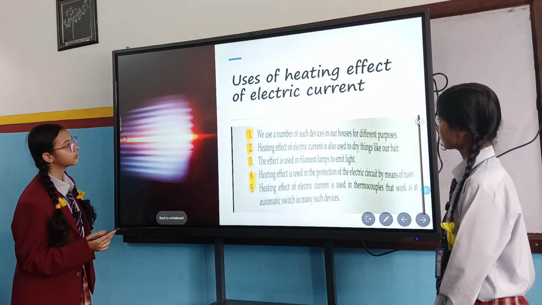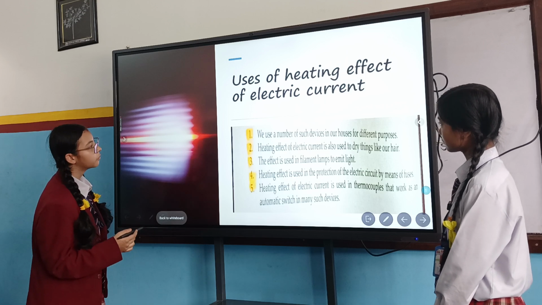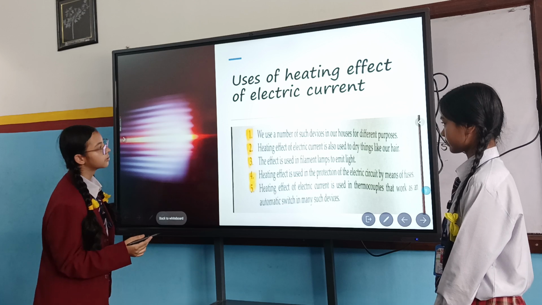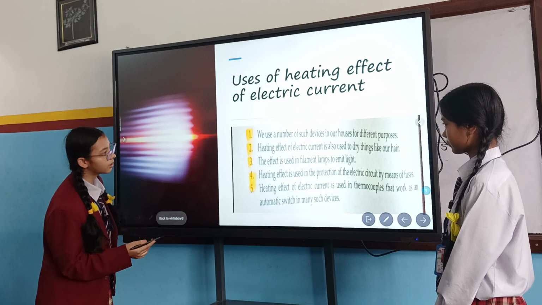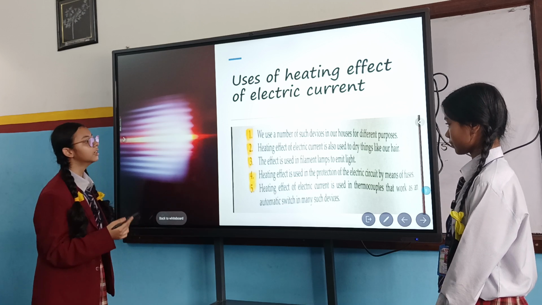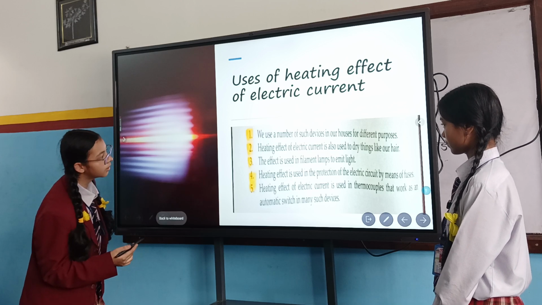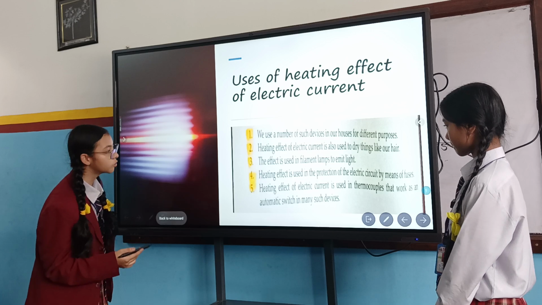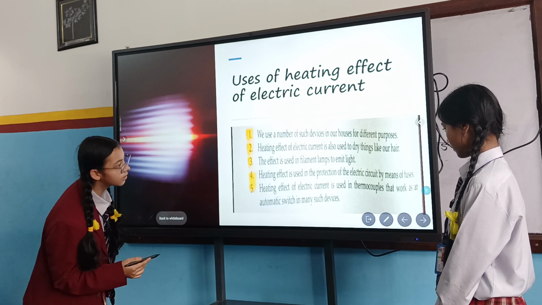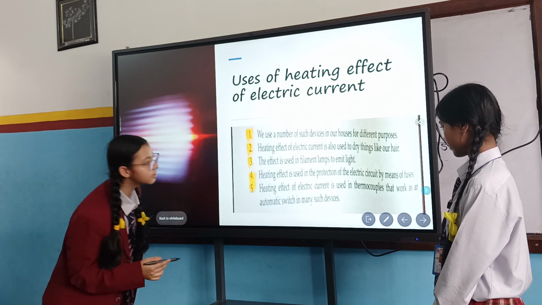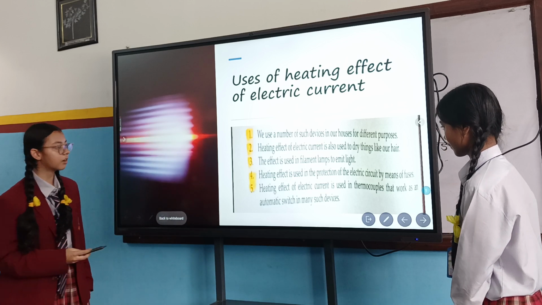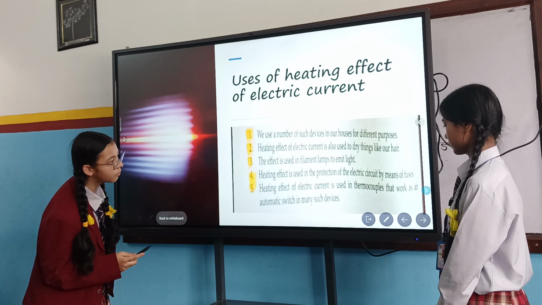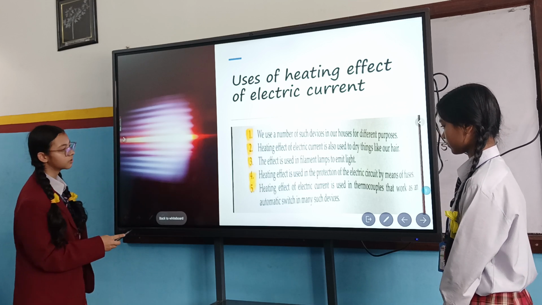Uses of heating effects of electric current. Number one, we use a number of such devices in our houses for different purposes. Two, the heating effect of electric current is also used to dry things like our hair. Three, the effect is used in filament lamps to emit light. Four, the heating effect is used in protection of the electric circuit by means of fuses. Five, the heating effect of electric current is used in thermocouples that work as an automatic switch in many such devices.